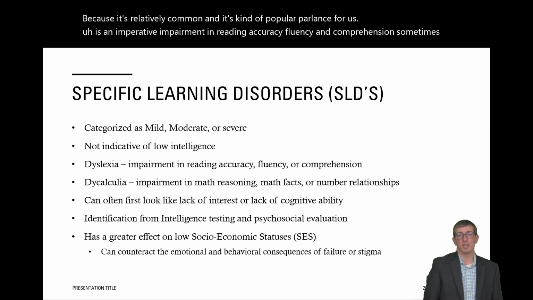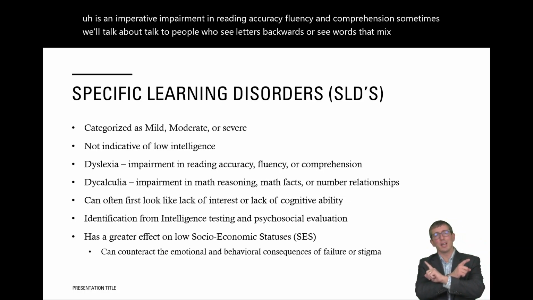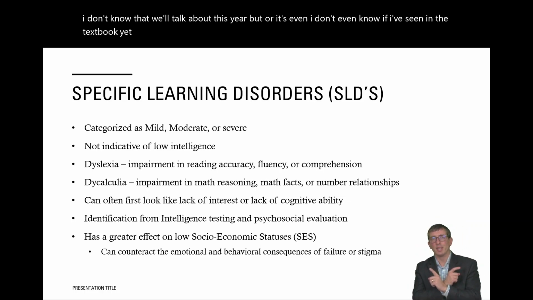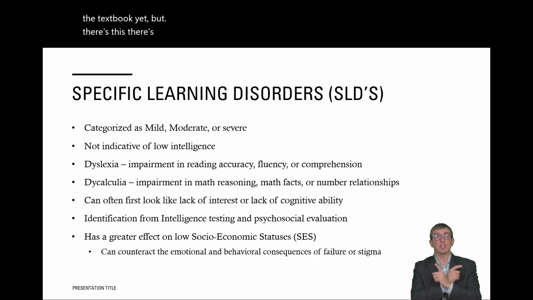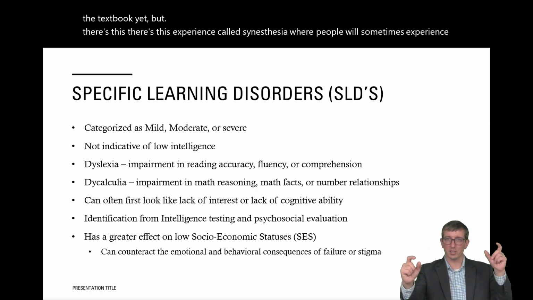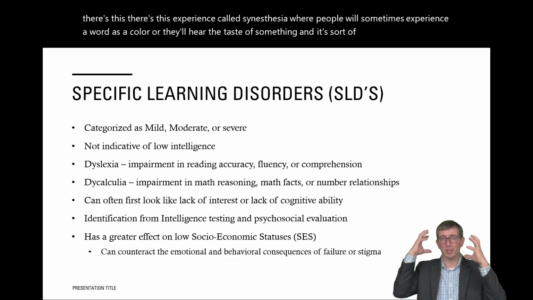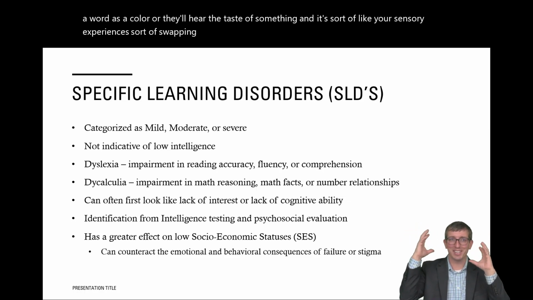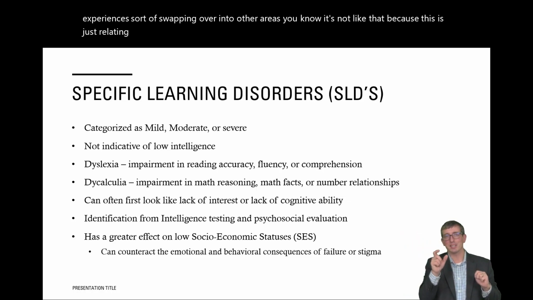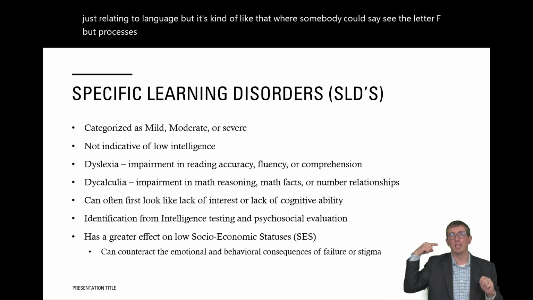Sometimes you'll talk to people who see letters backwards or see words that mix up. I don't know that we'll talk about it this year, but there's this experience called synesthesia, where people sometimes experience a word as a color, or hear the taste of something, and it's like your sensory experience is swapping over into other areas. It's not like that because this is just relating to language, but it's kind of like that, where somebody could see the letter F, but process it as the letter M, and then get really confused.